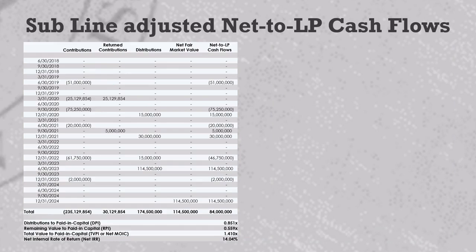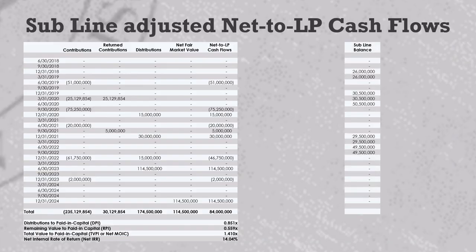Now, the easiest way to accurately adjust these net to LP cash flows for the subscription line is to look up the outstanding subline balance for each of the dates on this table. And this reveals to us what's really happening with these capital flows.